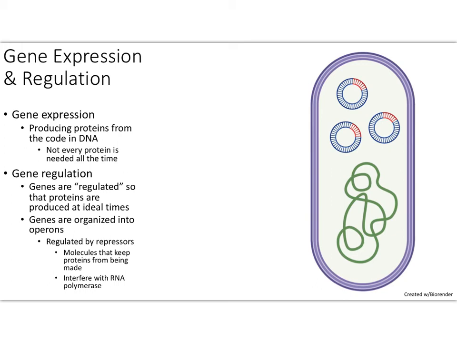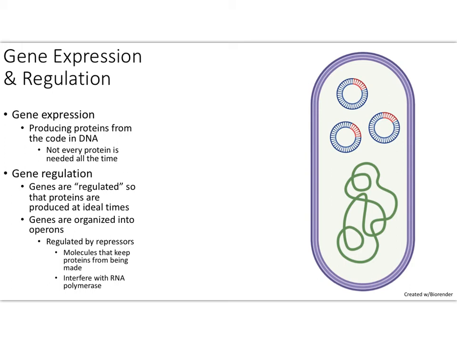So let's say an organism can produce proteins A through Z, and protein B and protein L have completely opposite functions of each other. If that organism produces protein B and protein L at the same time, those two proteins are going to interfere with each other, and the organism will be inefficient at best and dead at worst.